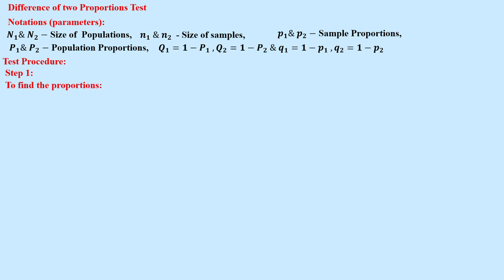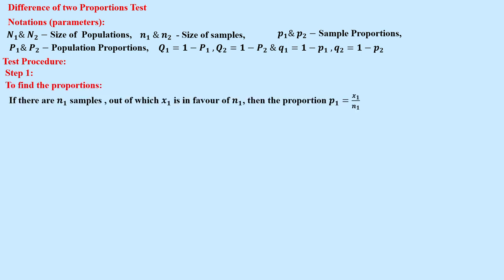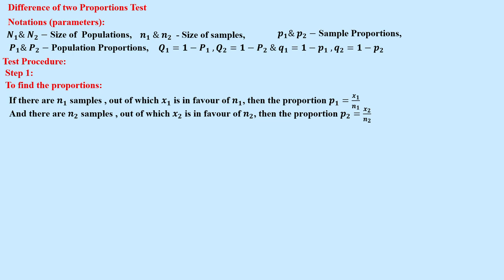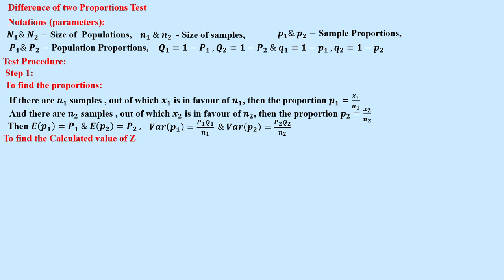Test procedure: step 1, to find the proportions. If n1 is the number of samples out of which x1 is in favor, then small p1 equal to x1 by n1. Similarly for n2, p2 is equal to x2 by n2. Then expected value of small p1 equal to capital P1 and expected value of small p2 is equal to capital P2. So variance of small p1 is equal to capital P1 capital Q1 by small n1. Variance of p2 is equal to capital P2 capital Q2 by small n2.